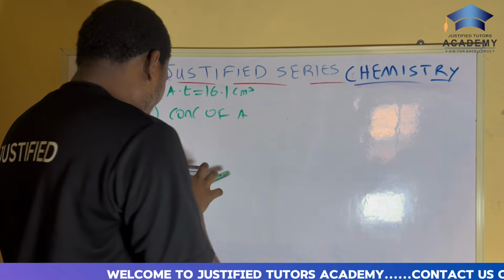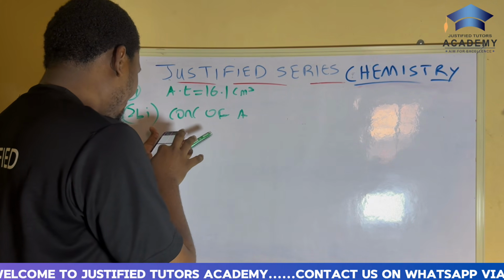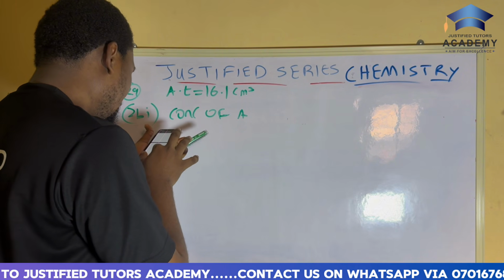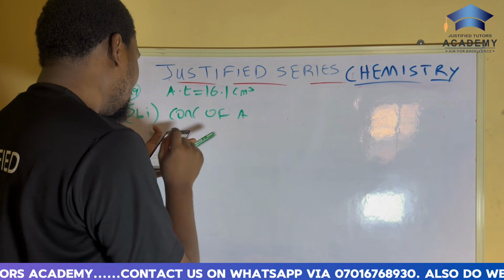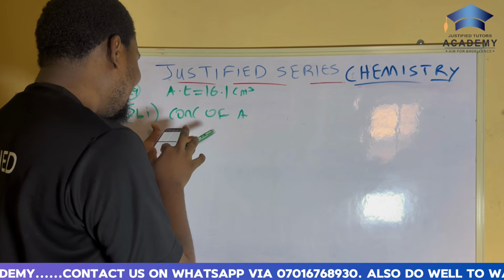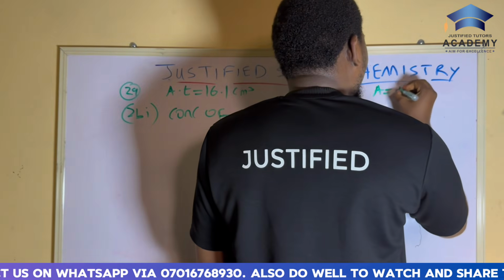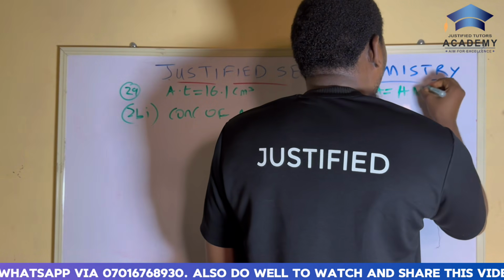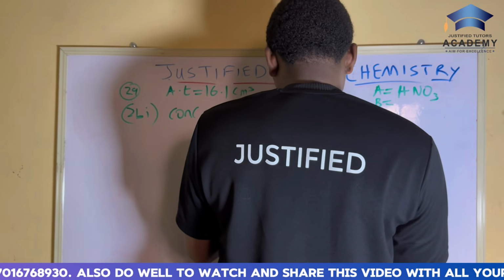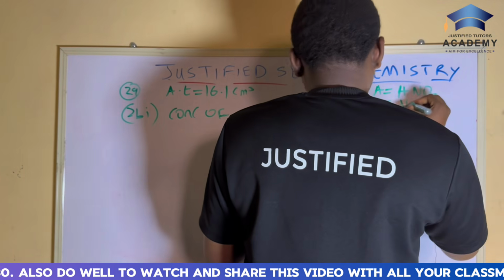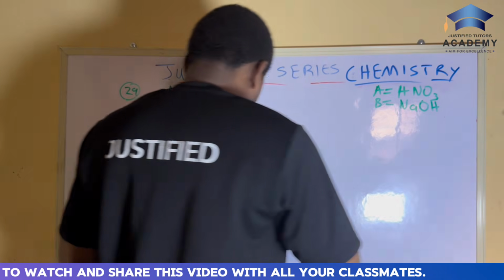So to get the concentration of A, you check in the question. Were we given anything? They said A is a solution of 5 grams of HNO3 in 500 cm cube of solution. So A is HNO3, and B is the solution of NaOH.